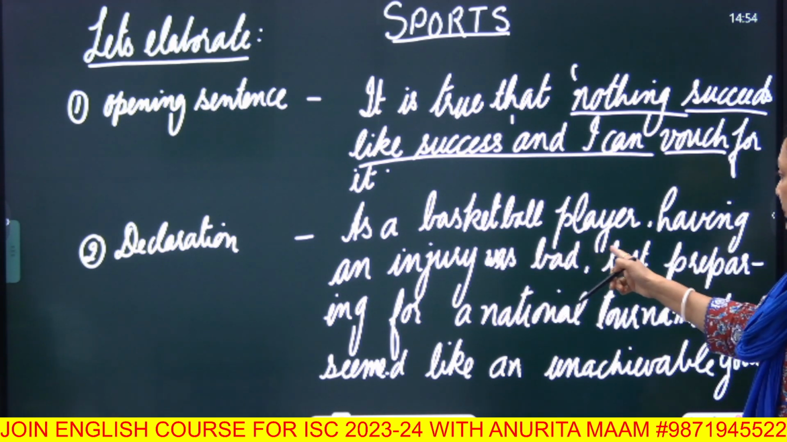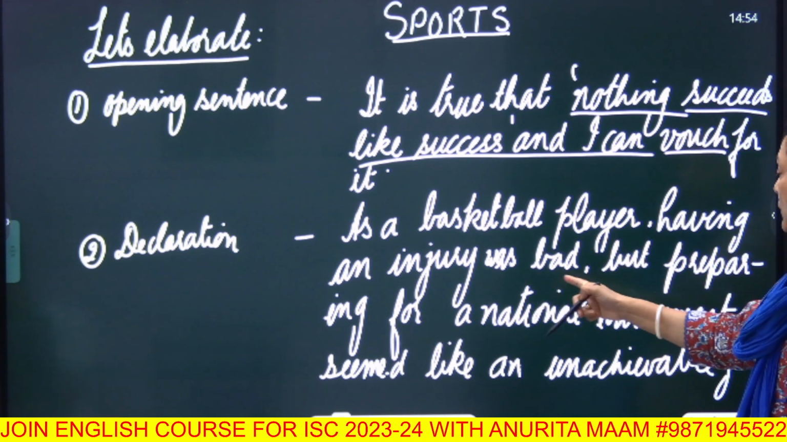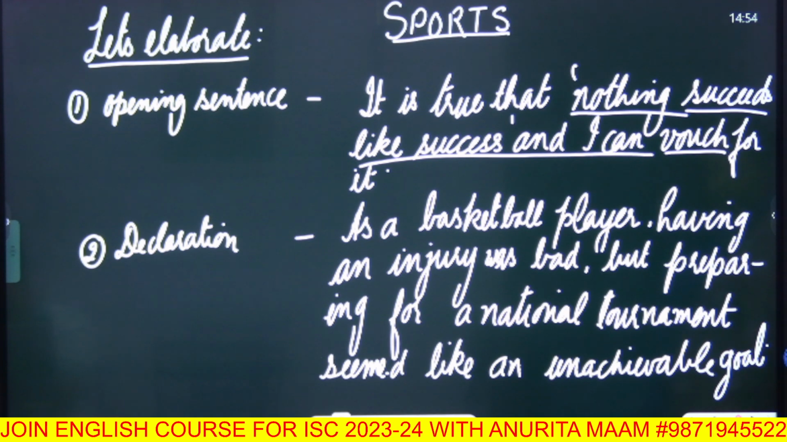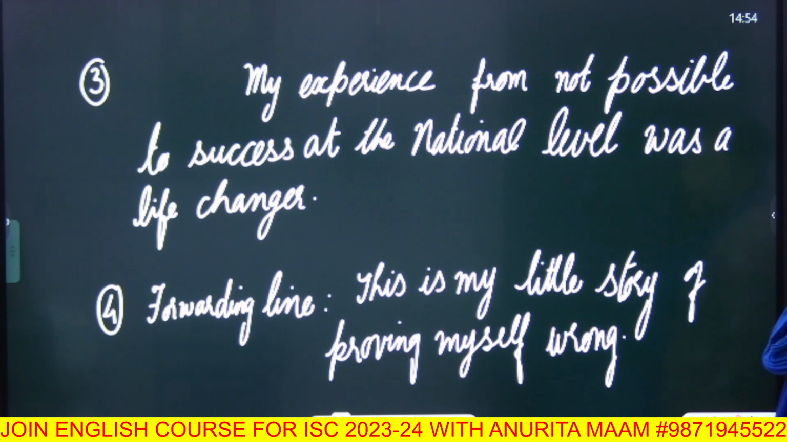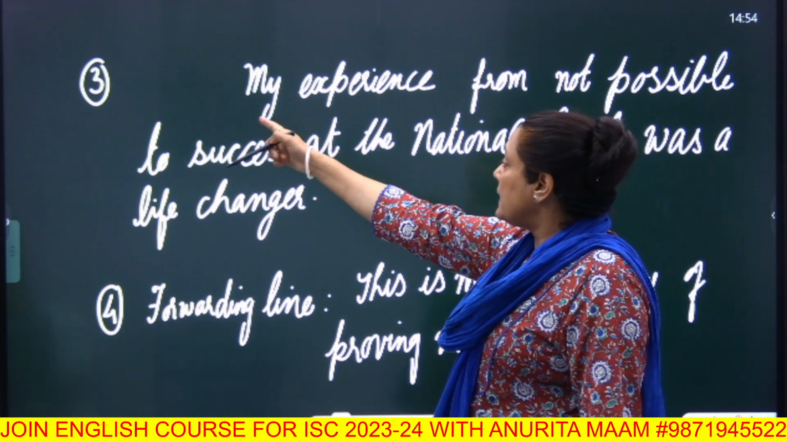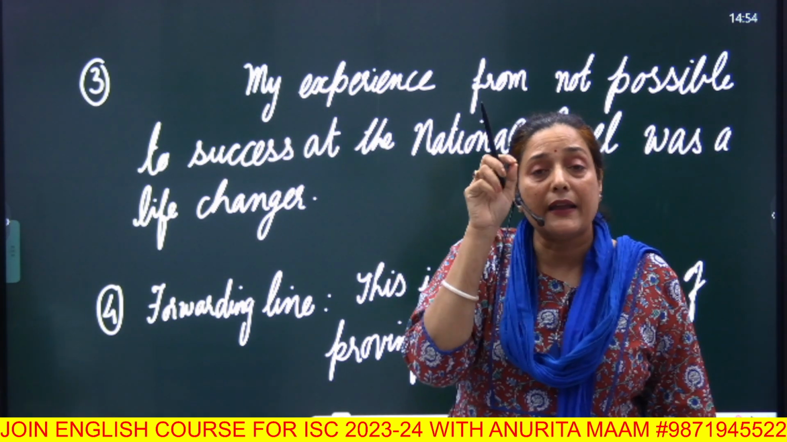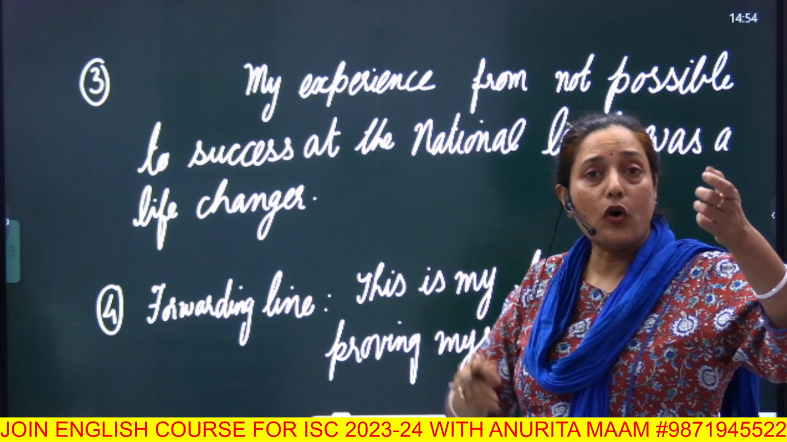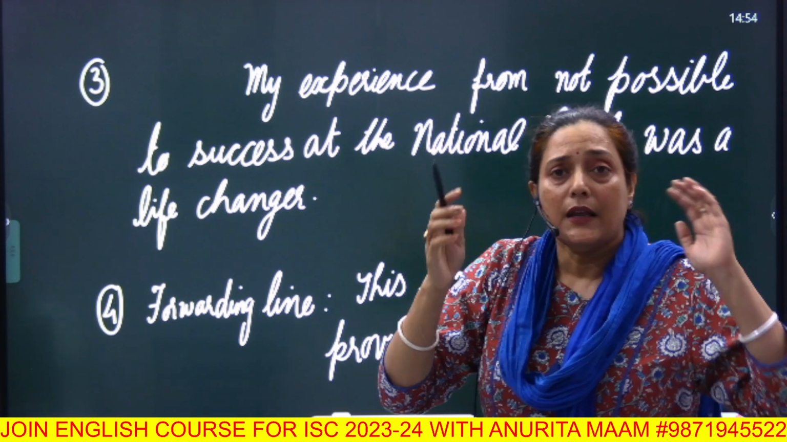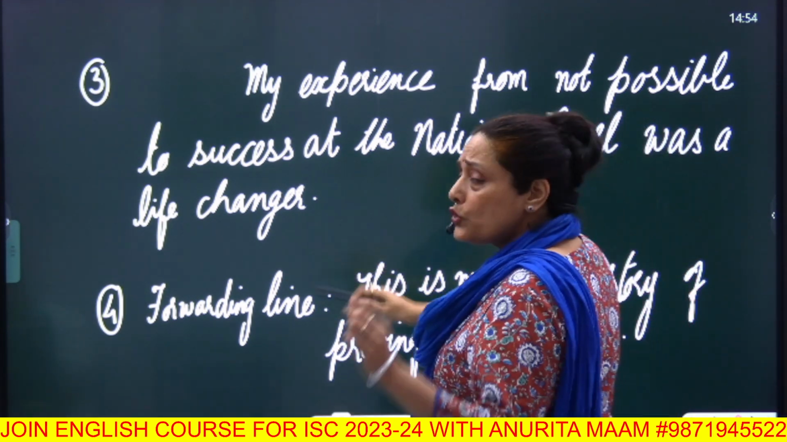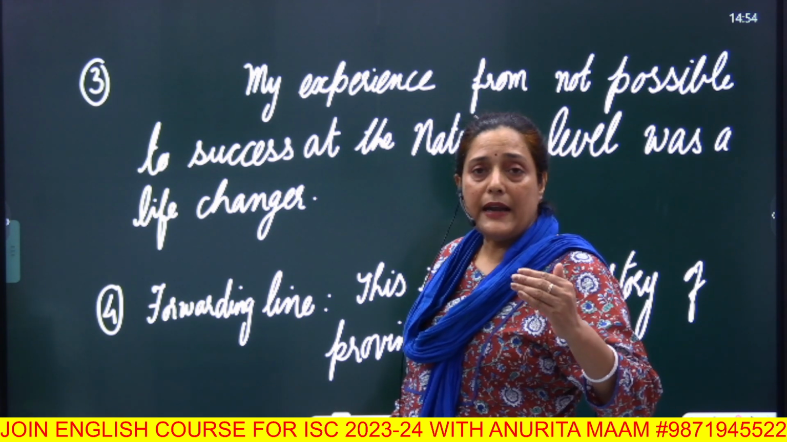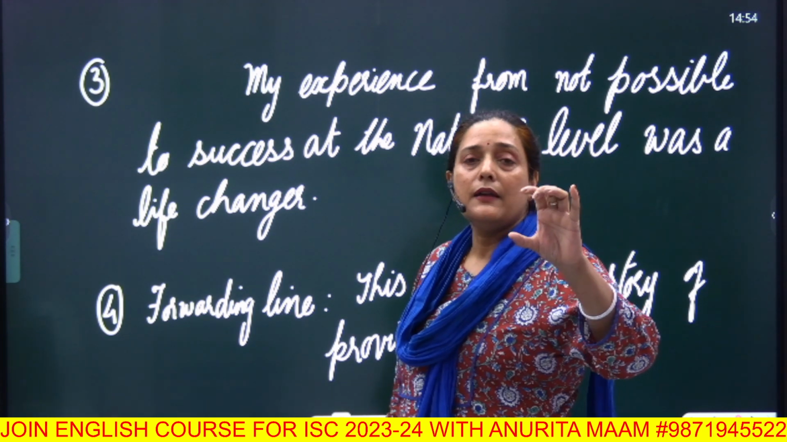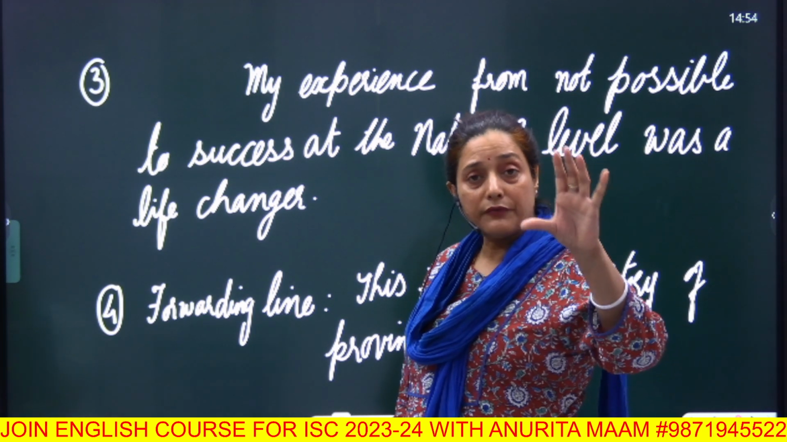As a basketball player and having an injury was bad, but preparing for a national tournament seemed like an unbelievable goal. So, what is the third sentence here? The third sentence will give you a peek into the experience. है ना? मैंने कहा था character और event और experience, ये सब चीज़ें इसमें होनी हैं. छोटा छोटा है. एक लाइन करके आप लिखेंगे तो आपके इंट्रोडक्शन के अच्छे खासे 70 to 80 words हो जाएंगे.